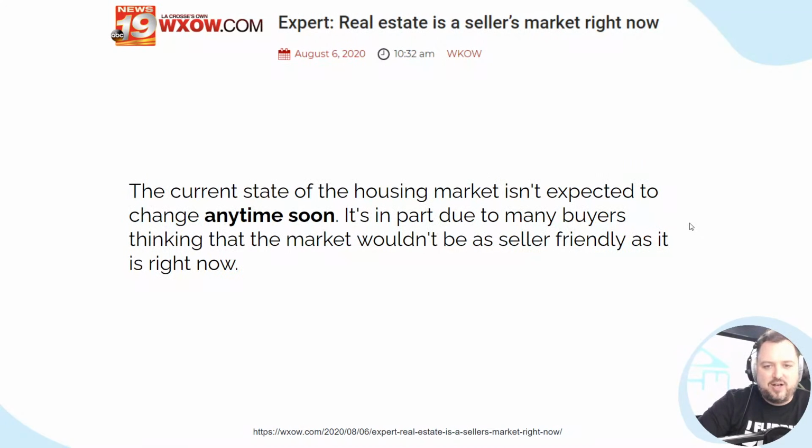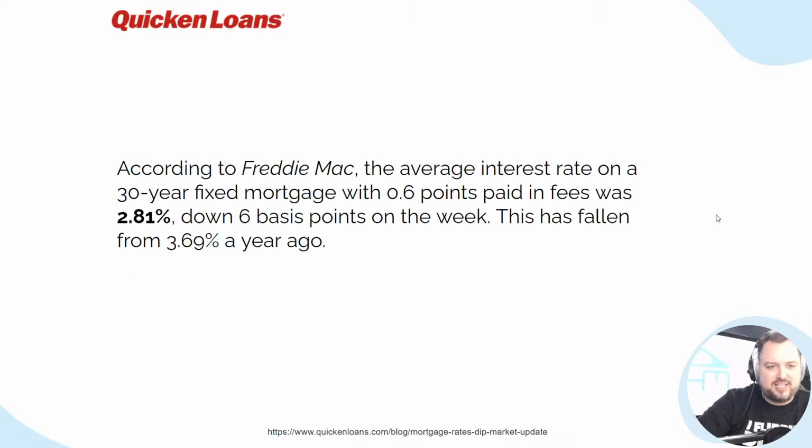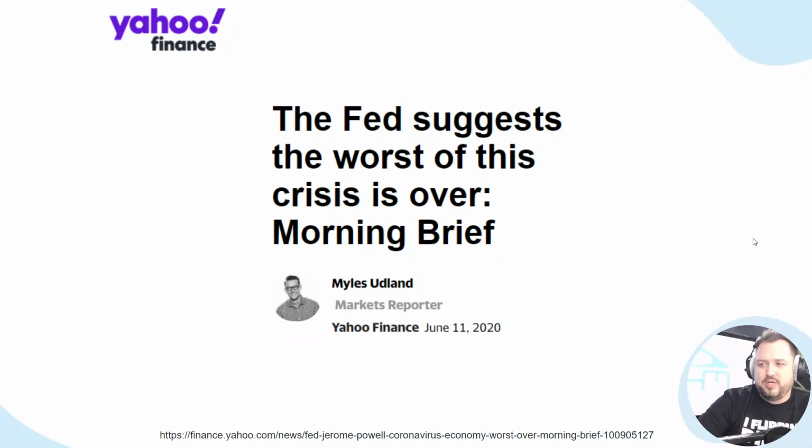The current state of the housing market isn't expected to change anytime soon. It is in part due to many buyers thinking that the market wouldn't be as seller-friendly as it is right now. According to Freddie Mac, the average interest rate on a 30-year fixed mortgage with 0.6 points paid in fees was 2.81%, down 6 basis points on the week. This has fallen from 3.69%. I honestly didn't think interest rates would go any lower than they were last year. 3.69% was incredible, and we're now at like 2.8, and I've heard a few at 2.5. Unbelievable. You got to take advantage of it. You just got to.